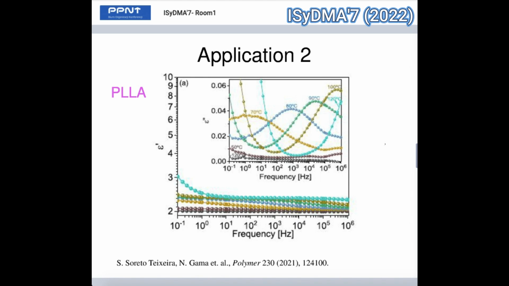So here, only to see the application, we made this with PLA, polylactic acid. We see the peaks here that are moving. The peaks in epsilon double prime are moving to the right. That is, here we have relaxation that is moving to the right.